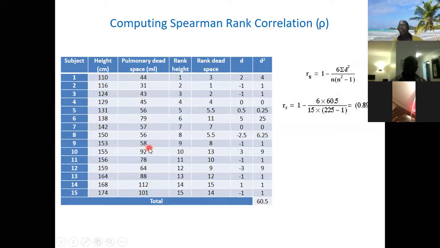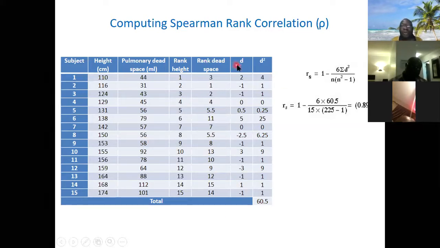Then it's just like going to school. If two people became first, there's no second position. We will have third position. Or if two people become second, no third position. We only have fourth position. So now, the next one will be 58. So that's how the ranking works.